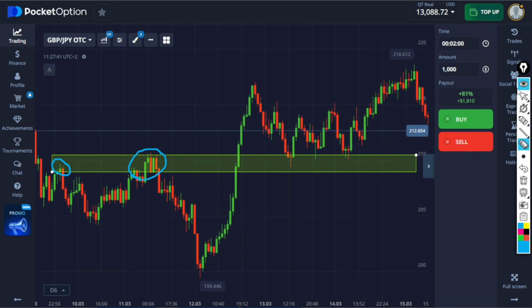So this is a zone, okay, this support zone / area of interest is an area where we could look for some potential buys on the 5-minute time frame. Remember, we're on the hourly time frame. So the 5-minute time frame is the go-to to look for potential buy entries off this support zone.